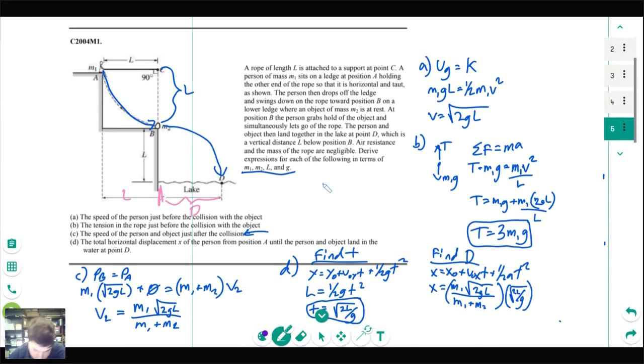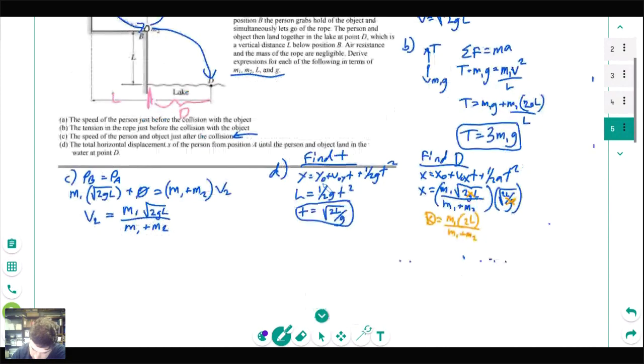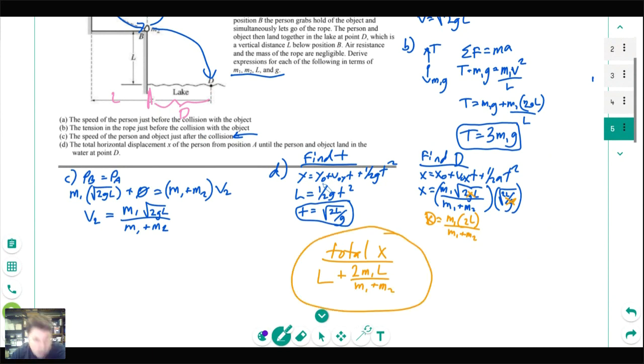Okay, so this looks like we're going to cross off some things here. The square root of G and the square root of G can cancel. And square root of 2L times square root of 2L is 2L. So that means x is M1 times 2L over M1 plus M2. And that means, sorry, that's D. That means our total distance, the answer to part D now, is going to be taking that and just adding them together. So we will say the total distance is equal to L, because that's what it was from point A to point B, plus 2M1L over M1 plus M2. And there's our answer to that part of the problem.